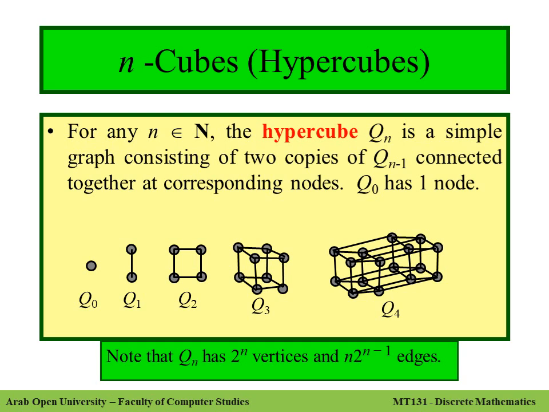Q4 may be hard to see, but this actually is made up of 2 cubes, 2 copies of Q3 with the corners connected. There are 8 corners connected. So the result is Q4. Beyond n equal 4, the graph becomes complicated. Qn will have 2 to the n vertices, that's the number of vertices, and n times 2 to the n minus 1 edges.